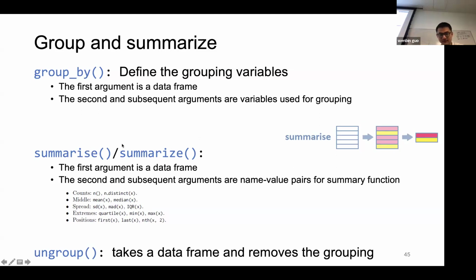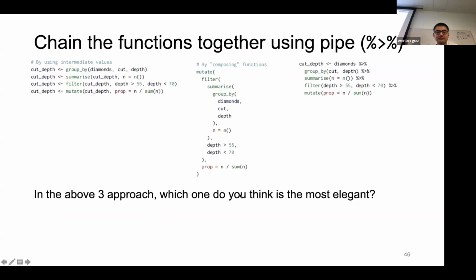So after you group a data frame and you want to revert to the original data frame, you can simply use the ungroup. This will just remove the grouping and return to the original data frame. Besides these two functions, I also want to introduce a very useful usage of the pipe, which tries to chain different functions together. Here I listed 3 different versions of code that try to finish the same thing.